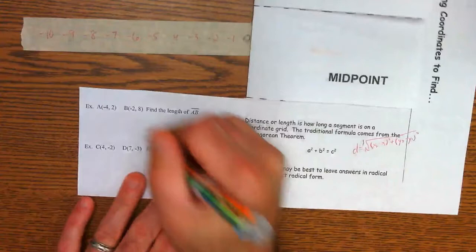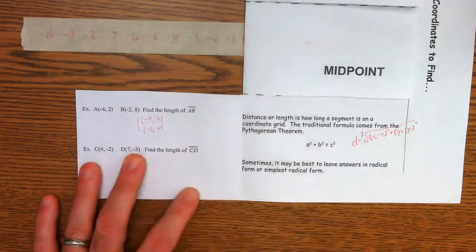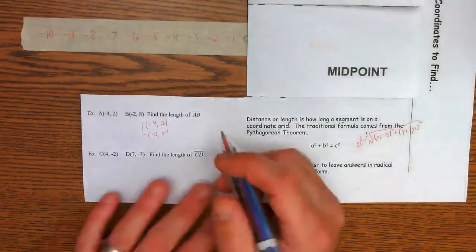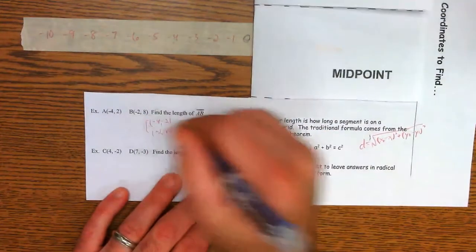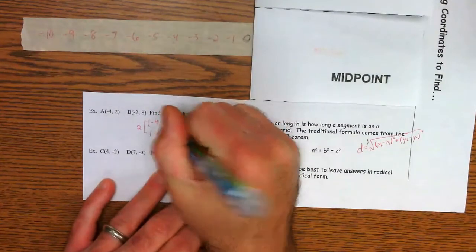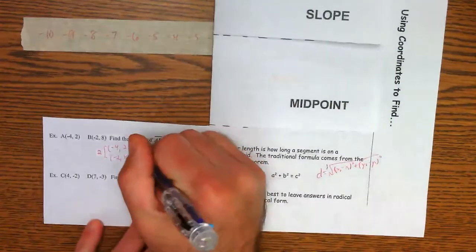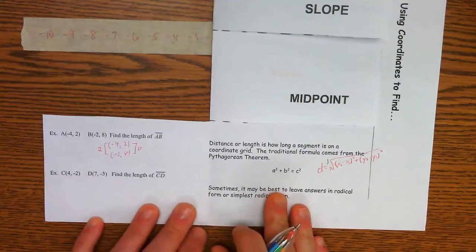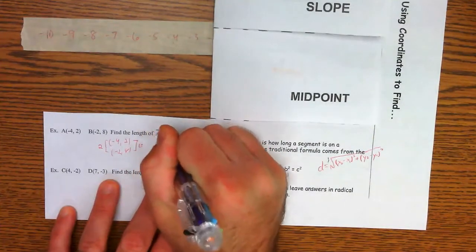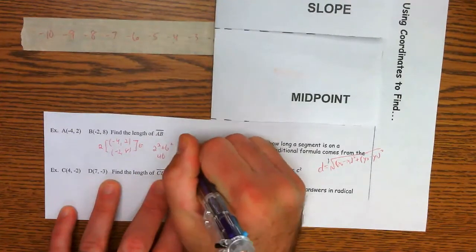Let's take A at negative 4, 2, and B at negative 2, 8. We're going to find the distance between the x values. Alright, so the distance between negative 4 and negative 2, so we're going to go up 2. From 2 to 8, we're going up 6. Okay, now what we're going to do is put those into the Pythagorean theorem. 2 squared plus 6 squared. So 2 squared is 4, plus 6 squared is 36. That's 40. And then we're going to take the square root of 40.